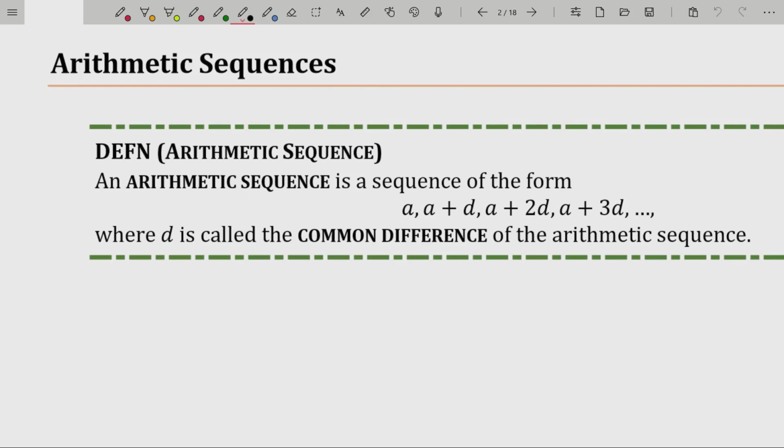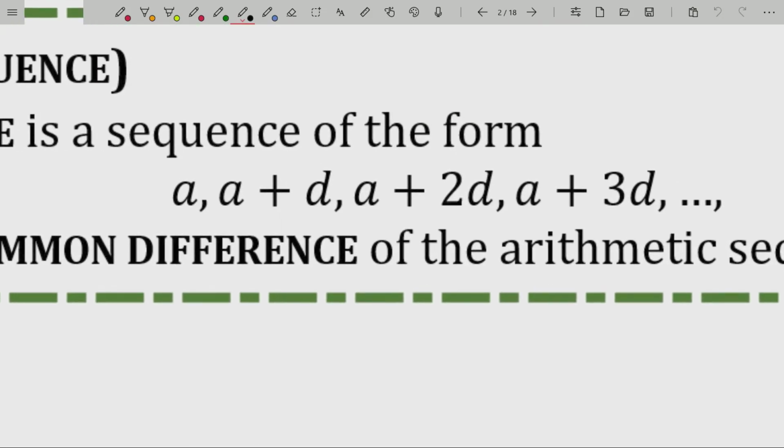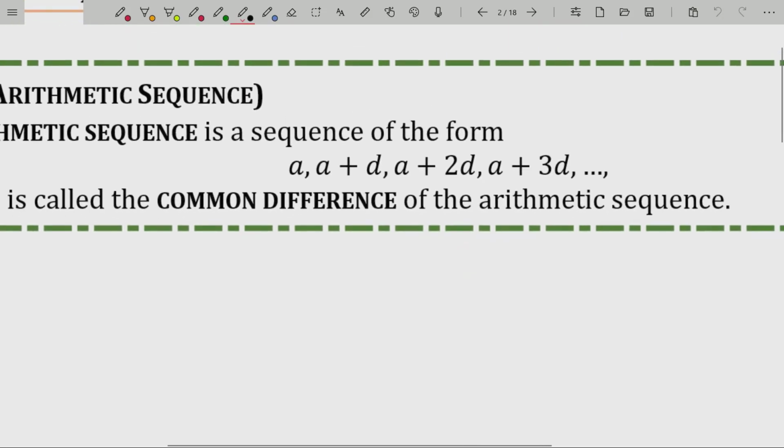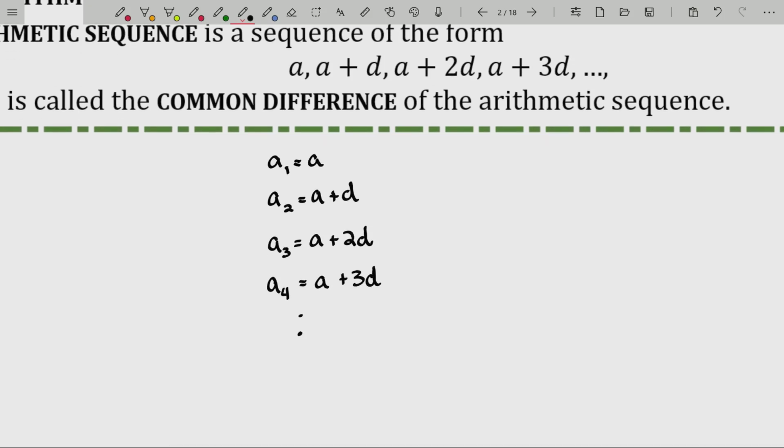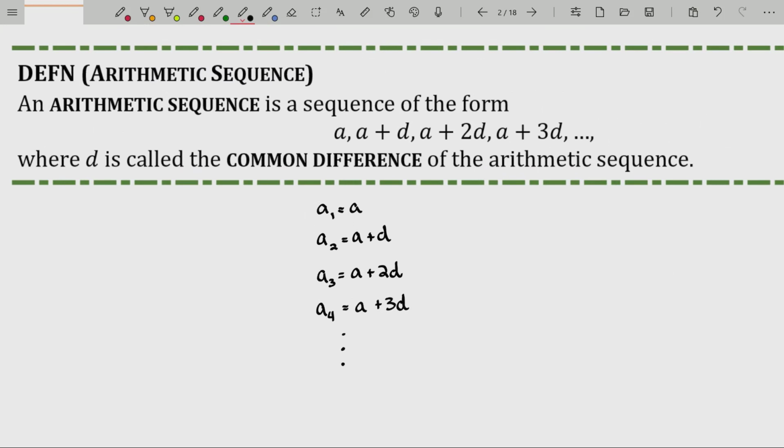An arithmetic sequence is a sequence of the form A being your first term. So maybe I should write this down below. A1 would be A, A2 would be A plus D, A sub 3 would be A plus 2 of those D's, and A sub 4 would be A plus 3 of those D's, and so on and so forth down the line. This should hopefully look like a linear function to you, and that is because it really actually is a linear function. And we'll investigate that in a little bit to kind of clarify that statement.